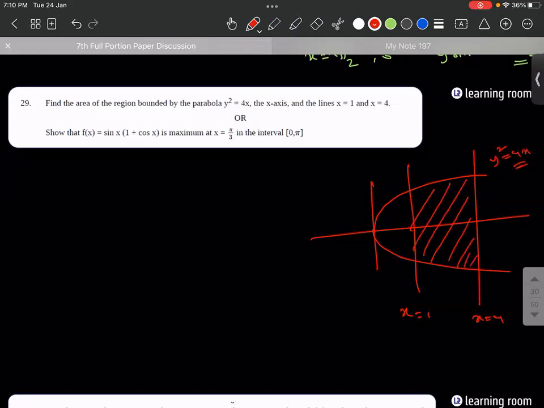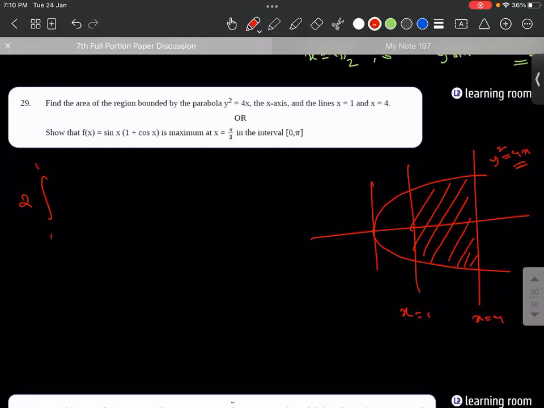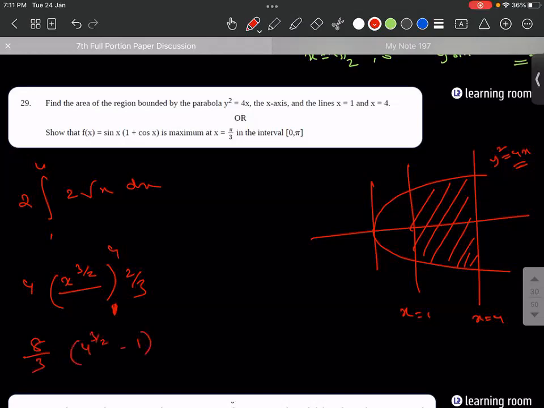How to find it? Integral of, frame the equation, 2 times integral of 1 to 4 of 2 root x dx. Am I right? So 4 into this is x power 3 by 2 into 2 by 3 between 1 to 4. So it is going to be 8 by 3 into 4 power 3 by 2 minus 1. So 4 power 3 by 2 is actually 8. So 8 by 3 into 8 minus 1 is 7. So answer should be 56 divided by 3.